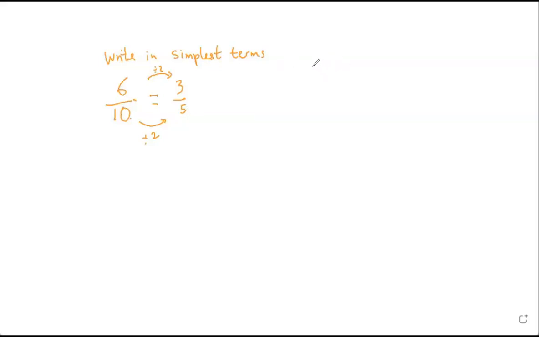What about 18/54? So this one here is not immediately obvious how we're going to get to the simplest form. We can see both of these numbers are even. So therefore, if you see two numbers that are even, you can always divide by 2. So let's do that. 18 divided by 2 is 9. 54 divided by 2 is 27.